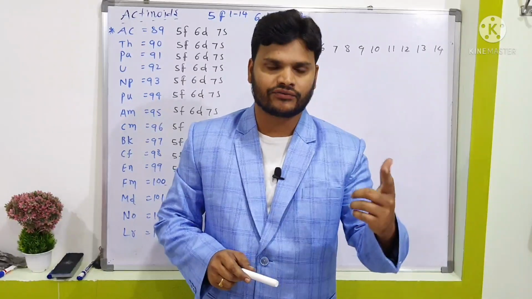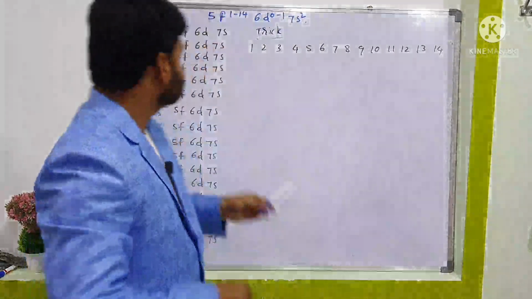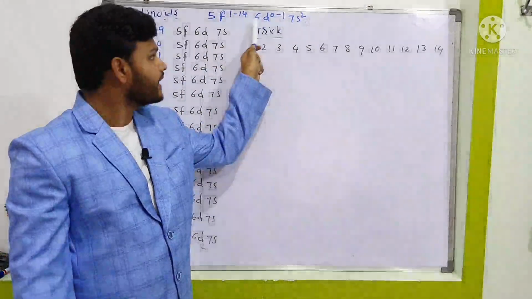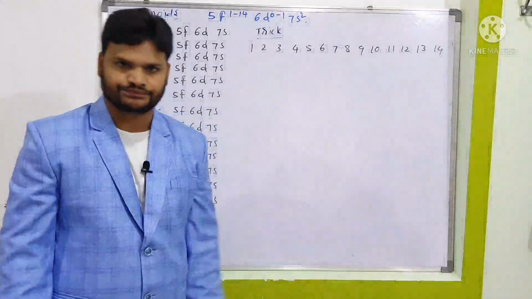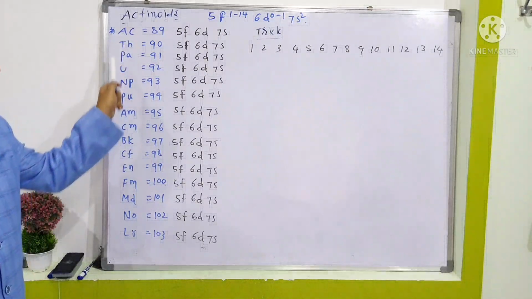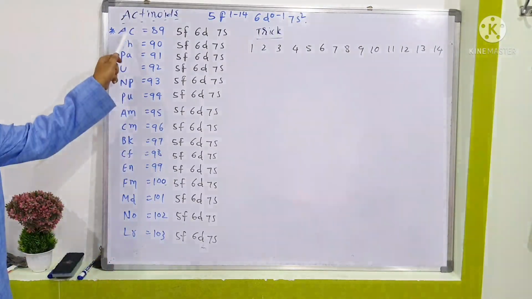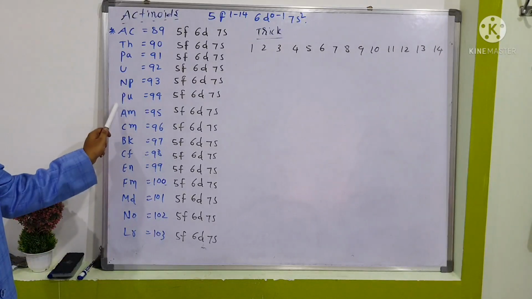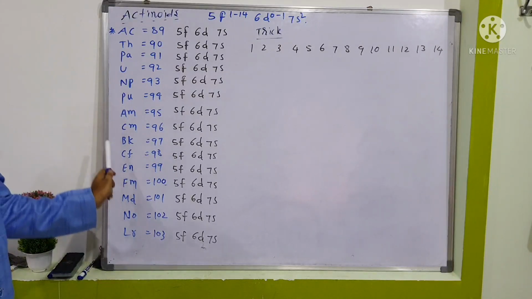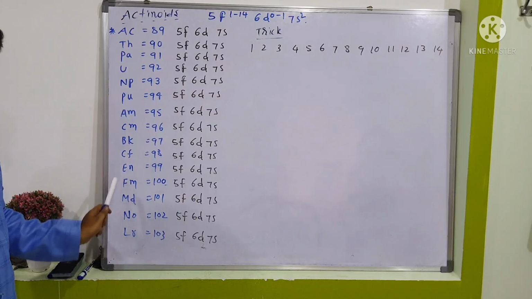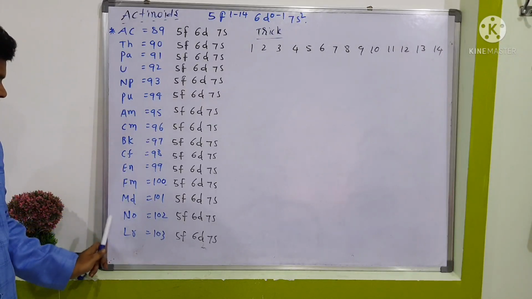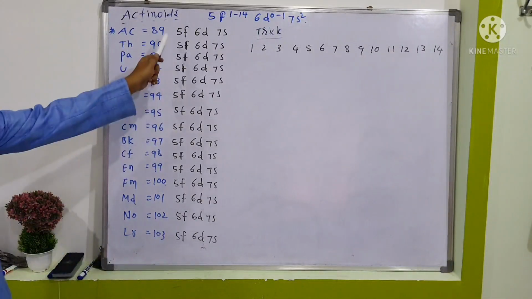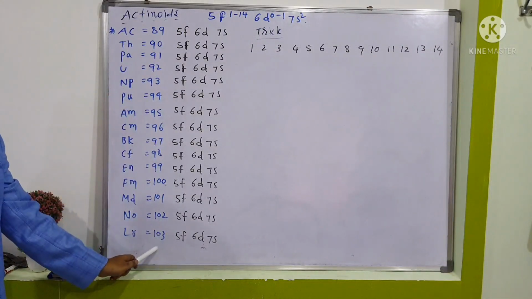How to write the electronic configuration for actinoids? This is the general electronic configuration: 5f 1 to 14, 6d 0 to 1, 7s2. After actinium, the actinoids should start. So this is actinium, thorium, protactinium, uranium, neptunium, plutonium, americium, curium, berkelium, californium, einsteinium, fermium, mendelevium, nobelium, lawrencium. These are the actinoids, 89, 90 to 103.